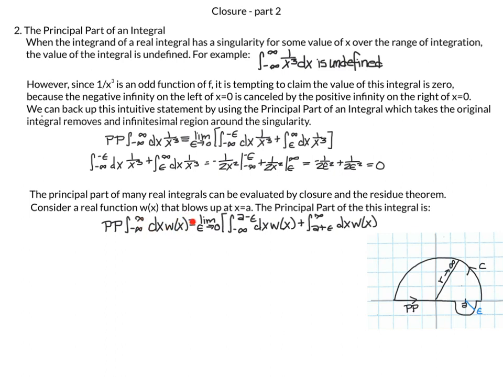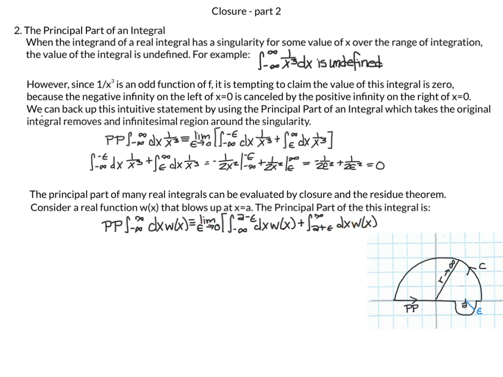dx of w(x) is defined as the limit as epsilon approaches 0, and now we have our general form from negative infinity to a minus epsilon of w(x) plus, now we're at a plus epsilon to infinity of w(x). Here, we are still talking about real valued functions. We've done nothing to move to the complex plane so far, right? All we've done is break this up into two integrals, which we could do without having to move to the complex plane.